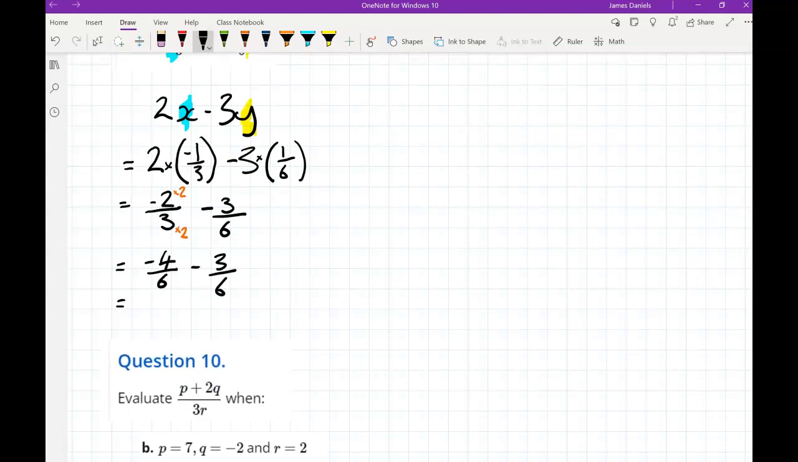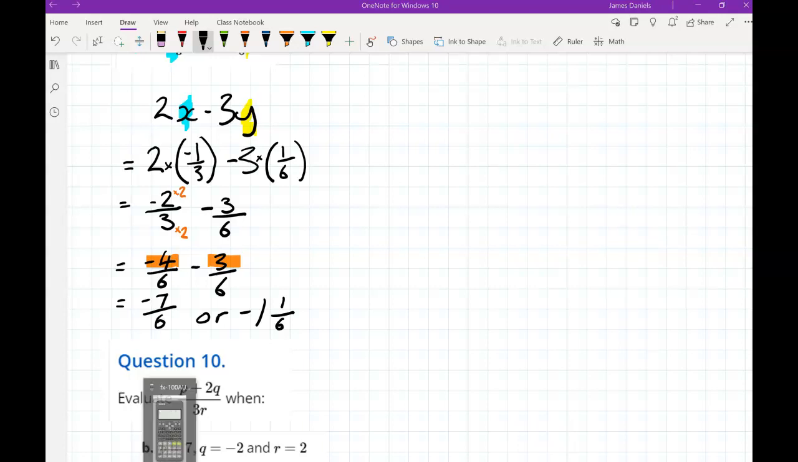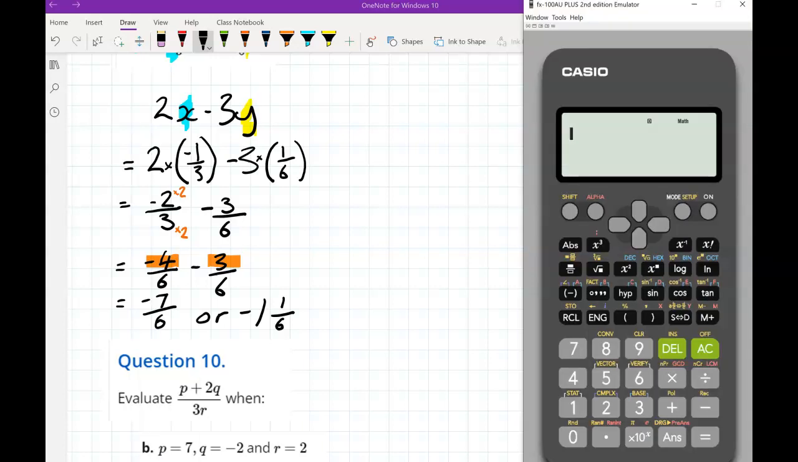Here I can now look at my numerators up the top, here and here, and I have minus 4 minus 3, which will give me minus 7 on 6. Or we can write that as a mixed numeral, minus 1 and 1/6. I'm going to bring up my calculator here and just show you about the input.